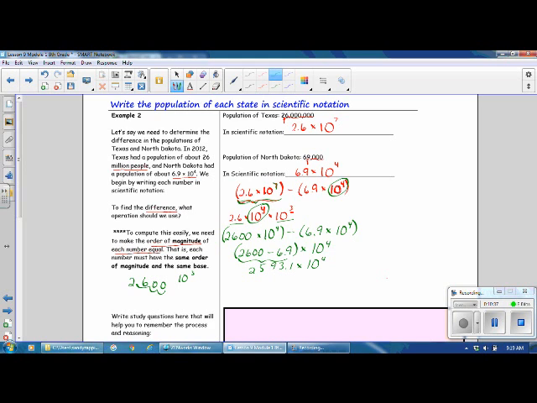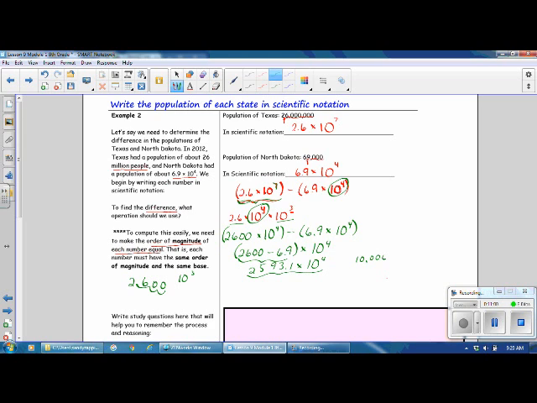And remember that 10 to the fourth power is 10,000. So at this point, you could answer in two different ways. You could change this to standard notation, or you could write it in scientific notation. We're looking for the difference in population, so we want to answer in standard notation. So I'm going to multiply this by 10 to the fourth. 10 to the fourth is equal to 10,000.